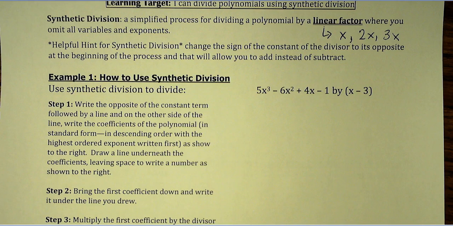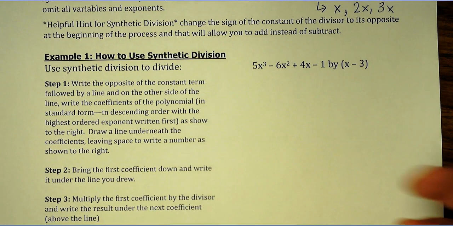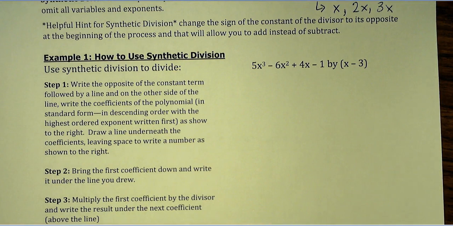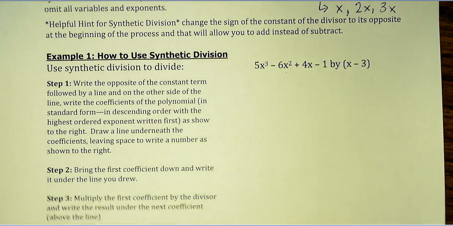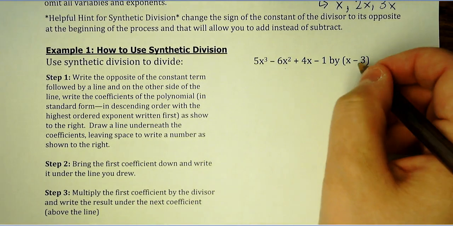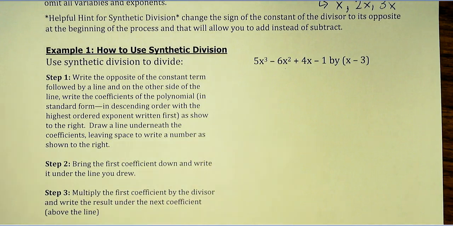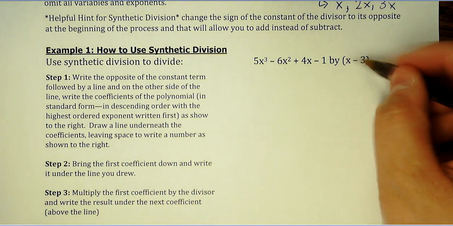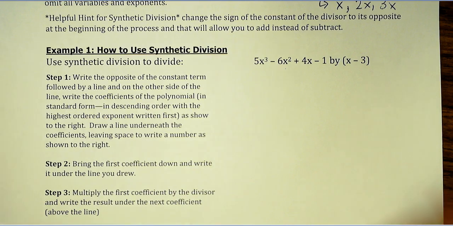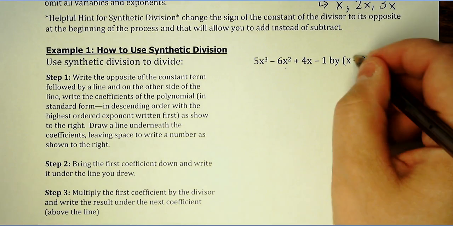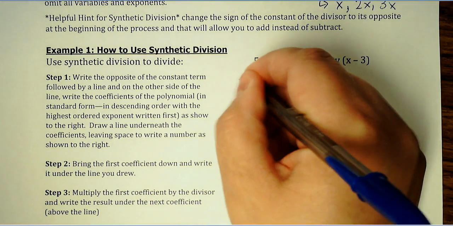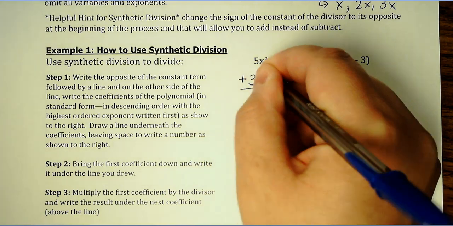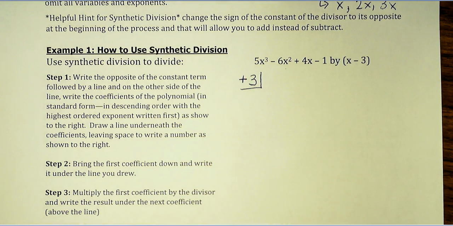Okay, so here's what you're going to do. We're going to see how this divides into this 5x cubed minus 6x squared plus 4x minus 1. So I am dividing this polynomial by this linear factor here. Okay, I'm sorry, not necessarily linear factor, we're going to talk about that in a second. I'm dividing by this set of parentheses. Whatever you have here, this is x minus 3. So if this is a minus, I'm going to change it and write plus 3. And basically you write kind of like a capital backwards L, a little box to extend out here.